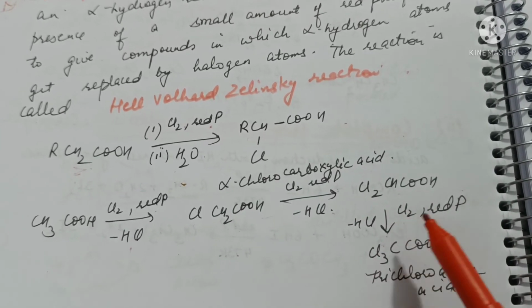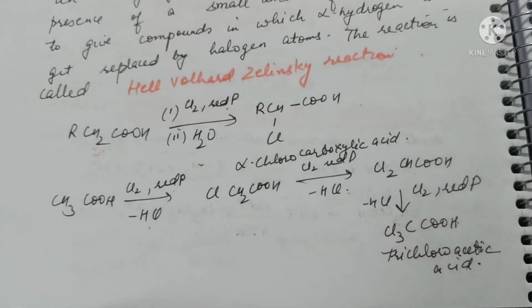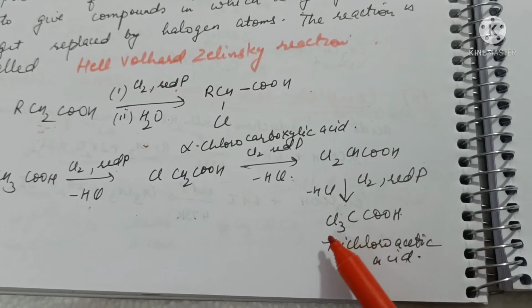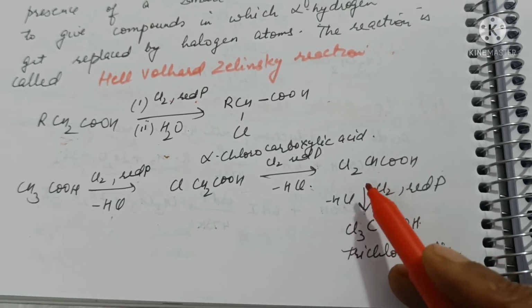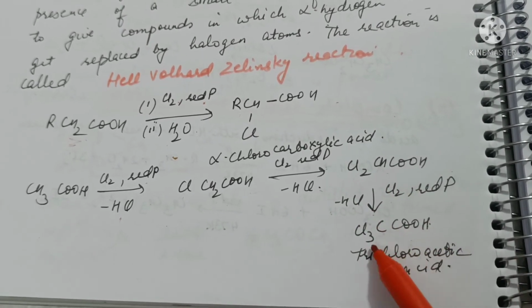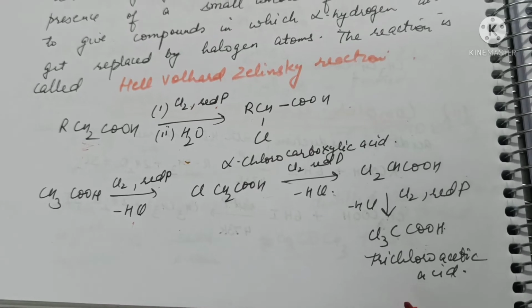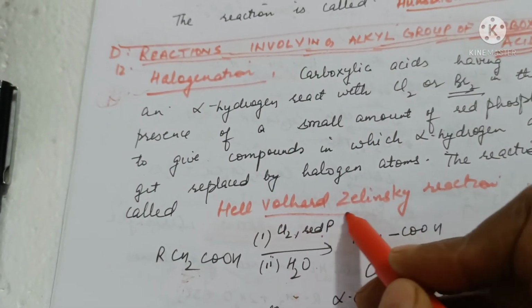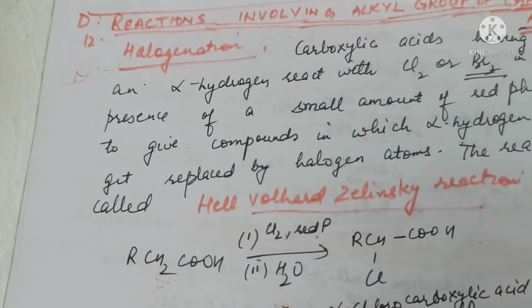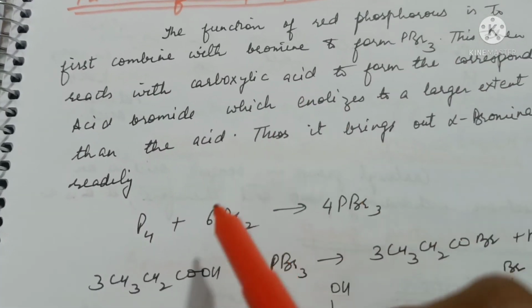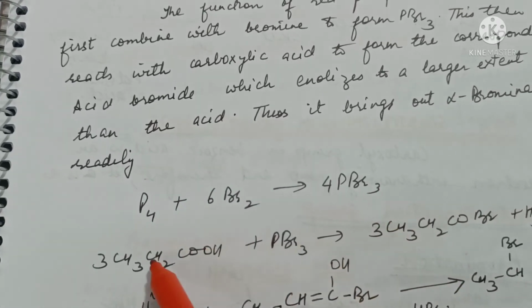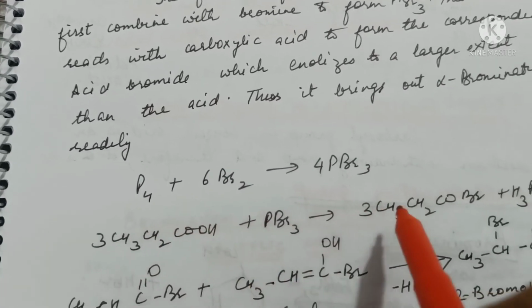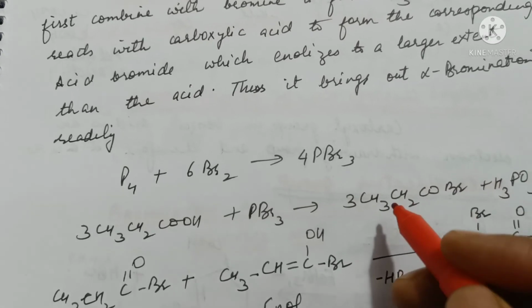It can undergo another substitution to form trichloroacetic acid. As long as there are alpha hydrogen atoms, halogen can substitute them. This reaction is called the Hell-Volhard-Zelinsky reaction. The function of red phosphorus is to first combine with bromine to form phosphorus bromide, which then reacts with the carboxylic acid to form acid bromide.